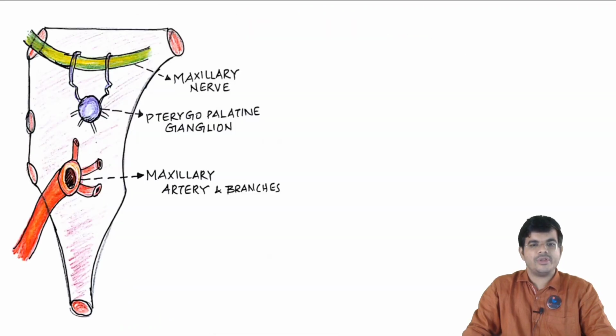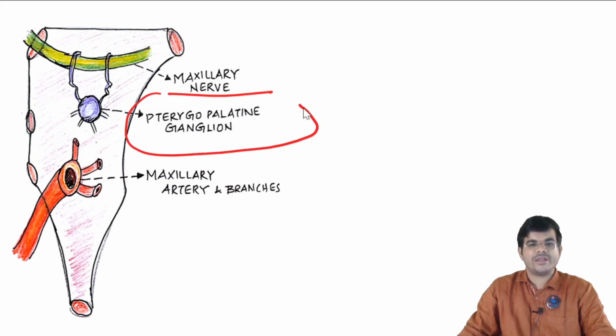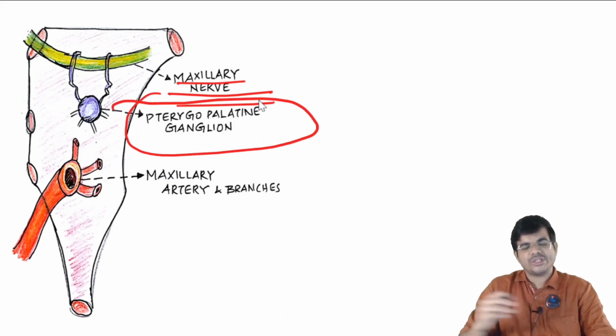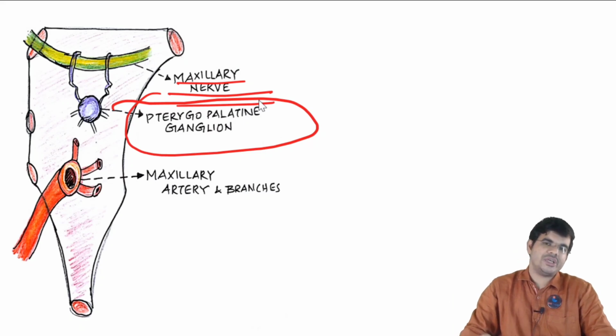So here you have the maxillary artery and its branches, and what are the other structures within the pterygopalatine fossa? You have the maxillary nerve and its branches, and you also have the pterygopalatine ganglion, which is subtended by the maxillary nerve. Okay, so these are the structures within the pterygopalatine fossa.